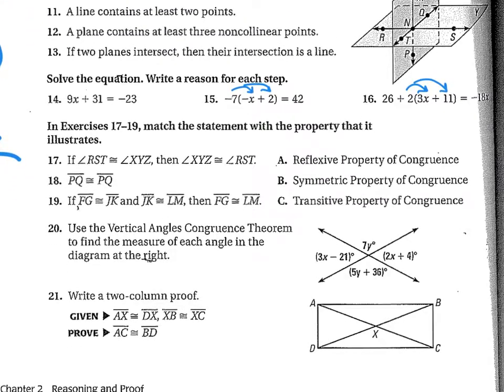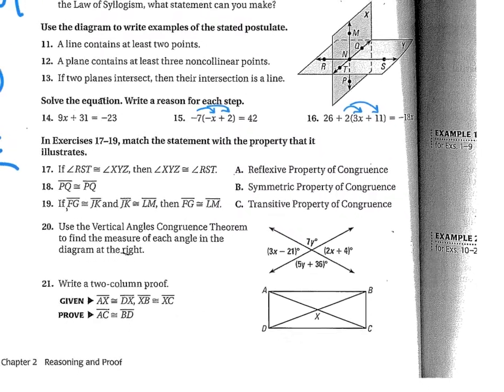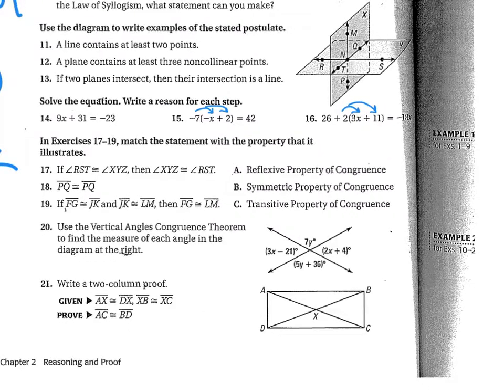17, 18, 19, we are going to match these with the properties. So we have reflexive property, symmetry property, and transitive property. Now what I also want to add in here for you is what I was writing for you guys a lot of times. So remember, reflexive property, that'd be like A equals A. Symmetry would be like A equals B and B equals A. Transitive property would be A equals B, B equals C, so A equals C.